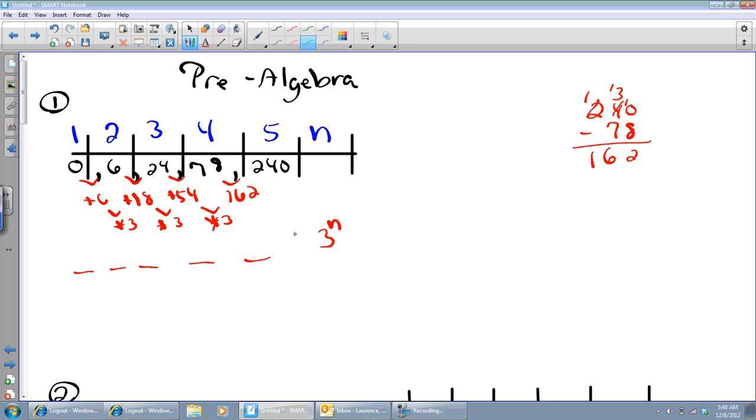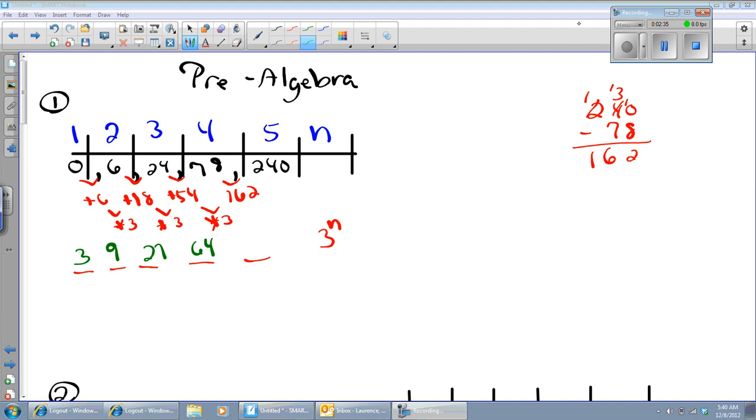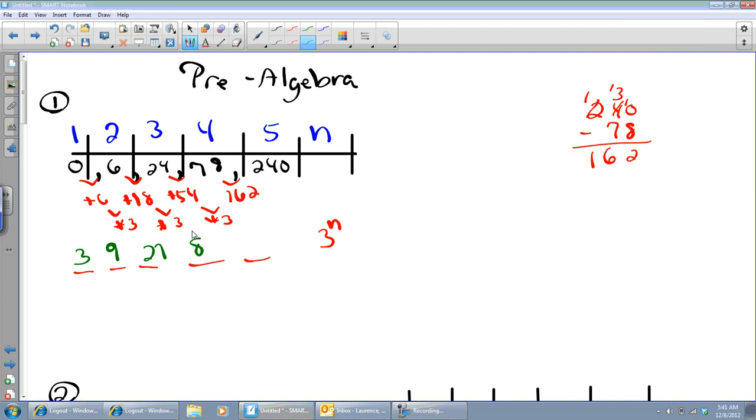and I'll say that 3 to the first is 3, 3 to the second is 9, 27, 64. Okay, made a mistake there. 3 to the fourth is 81, and then 243 will be the fifth power, 3 to the fifth power.